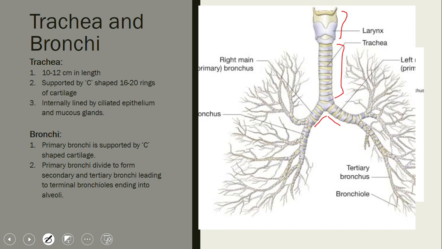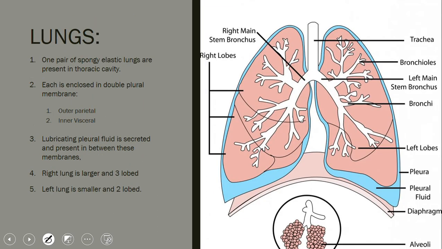Here you can see the tertiary bronchi, and last is the terminal bronchi, which is the respiratory bronchi. Now, next comes the main part, which is the lungs. As you can see, they are one pair of spongy elastic lungs, and they are present in our upper cavity, which is called the thoracic cavity.